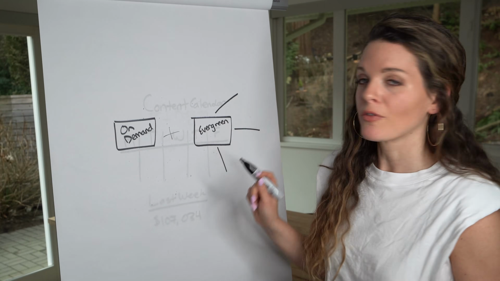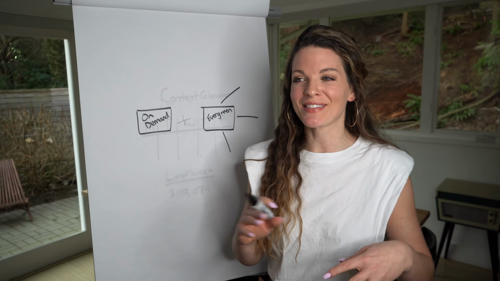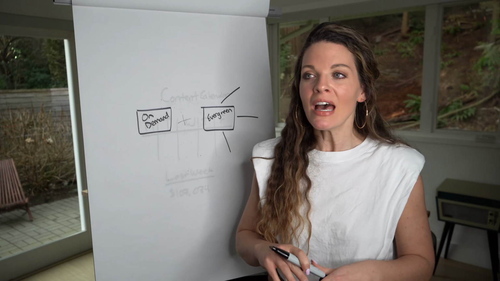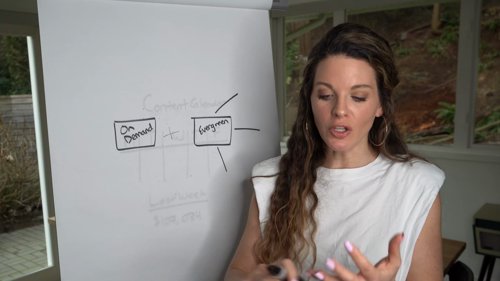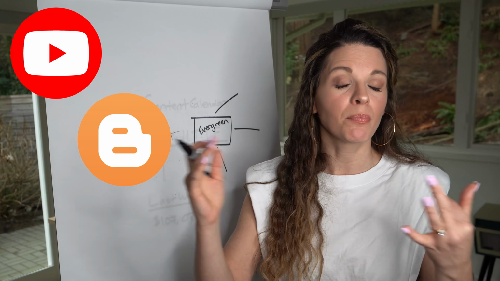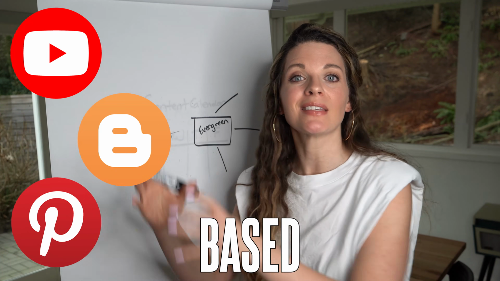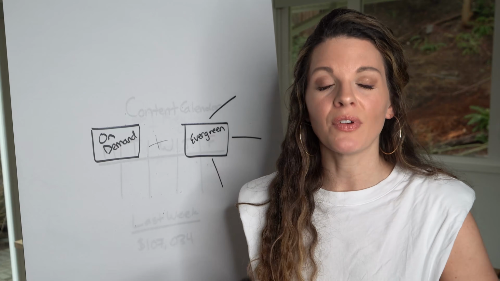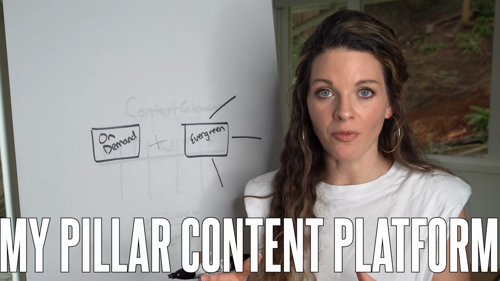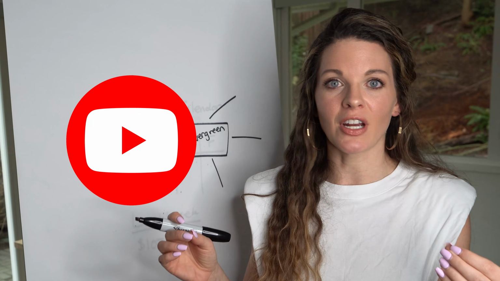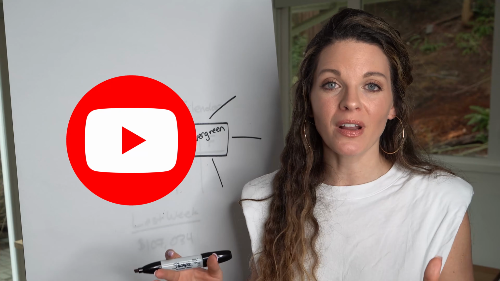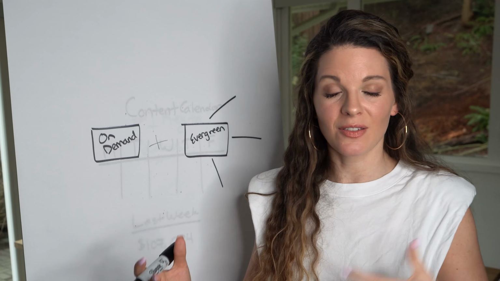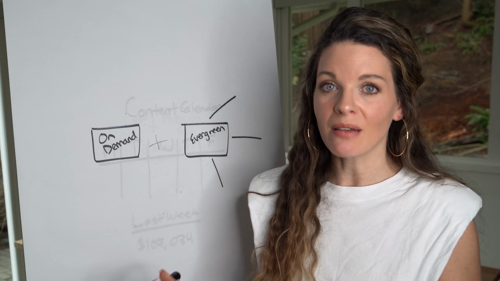So the cool thing about evergreen, and we call this the sunny system, it's a term we coined a long time ago, because it's kind of like the solar system. So your evergreen content could be on platforms like YouTube, it could be blogging, it could also be on a platform like Pinterest because they are search-based platforms. As I mentioned in last week's video, my pillar content platform is YouTube because it's magic. It works for me when I'm not working, it generates leads and traffic when I'm not working, and it allows me to create a sense of passive income in my business.